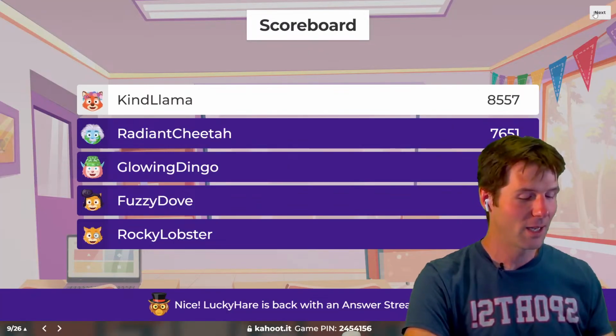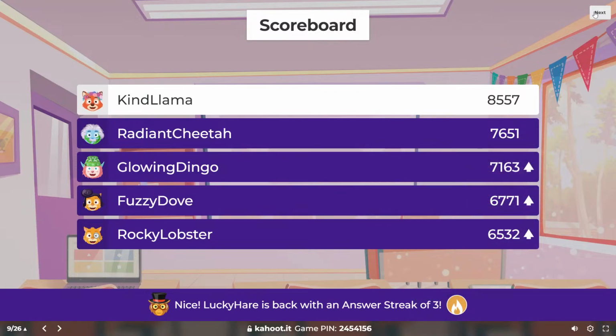Leaderboard time. Kind Llama, Radiant Cheetah, Glowing Dingo, and Fuzzy Dove with Rocky Lobster. Got Elvis right there and a dingo.